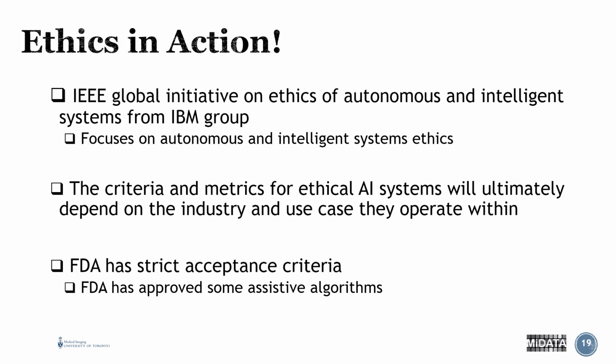So what is currently being done? As I said, lots, and this is just a tiny little taste of what's going on. You have the IEEE global initiative on ethics of autonomous and intelligent systems, and this is led by the IBM group, and they focus on autonomous intelligent systems ethics. There are criteria and metrics for ethical AI systems that need to be developed and will depend on the industry that they are based in. And of course, this will also include use cases for where they operate.